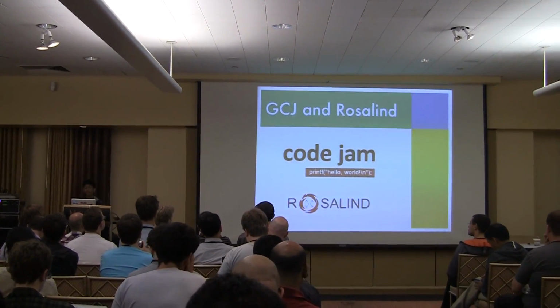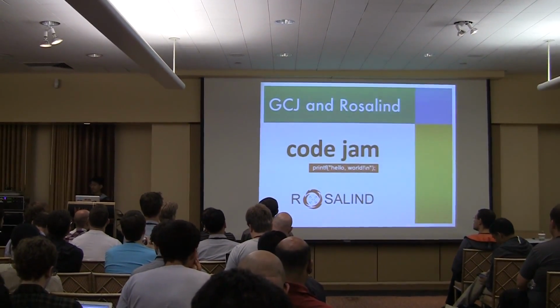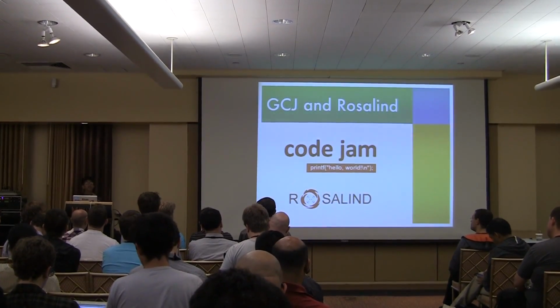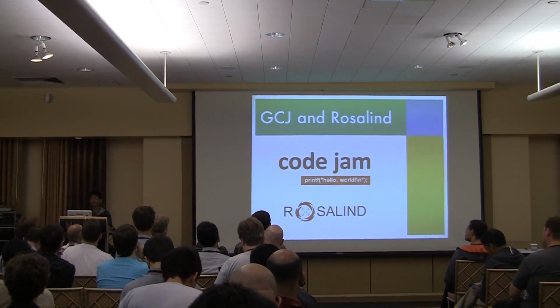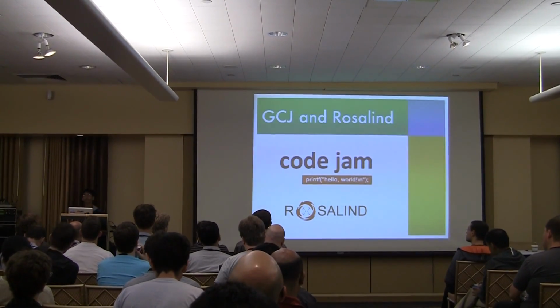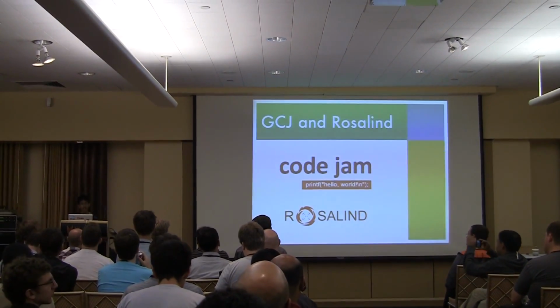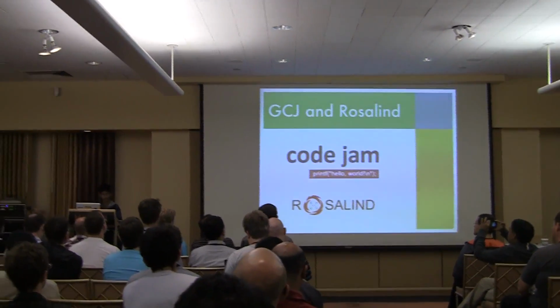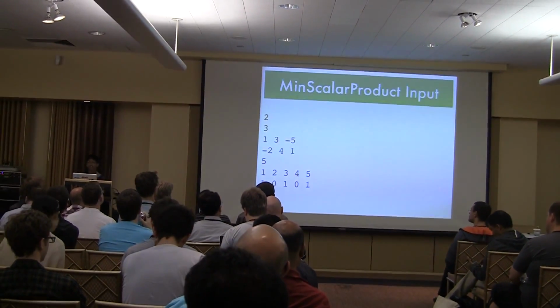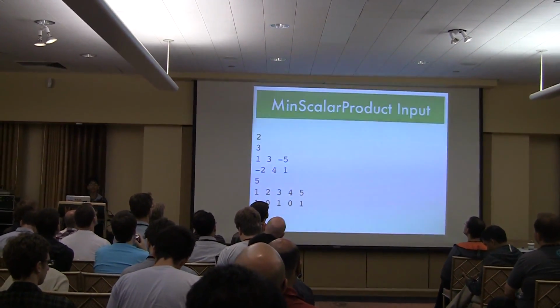Both Google Code Jam and Rosalind allow you to use pre-written code and open source libraries to solve their problems. So I've created a library, Google Code Jam parser, that lets you parse the input data sets for both of these competitions. So let's take a look at a sample input that you might have.